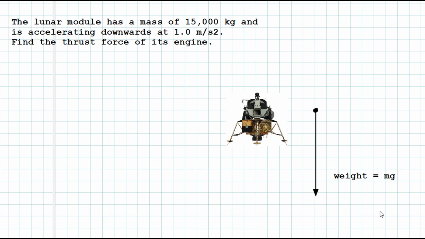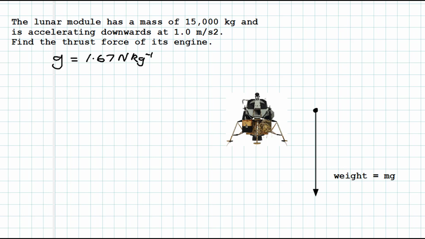But be careful, because we're on the moon. And we've got to remember that the value of g for the moon, the gravitational field strength for the moon, is 1.67 newtons per kilogram on or near the moon's surface. Now, what's going to be our next force?